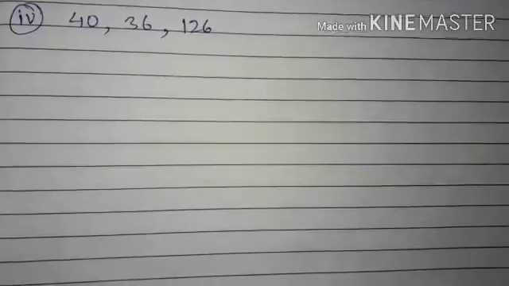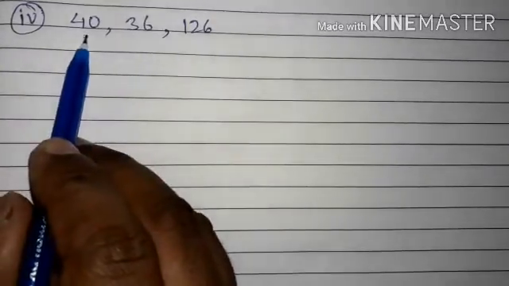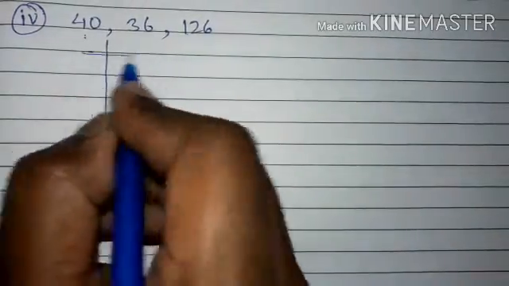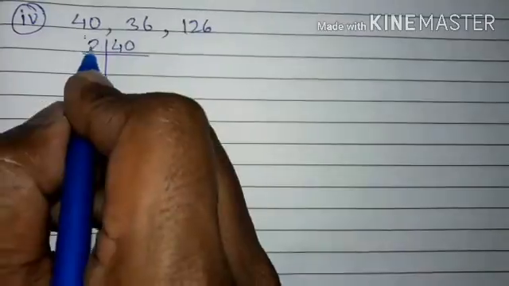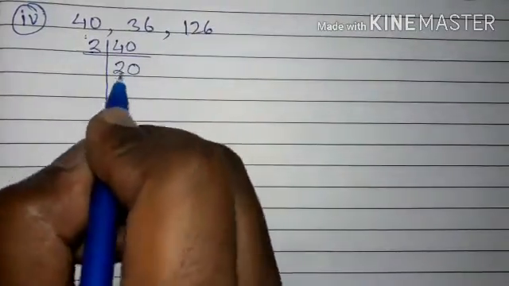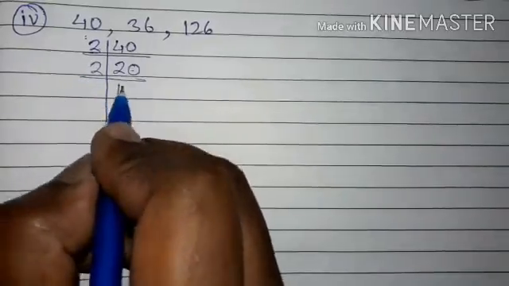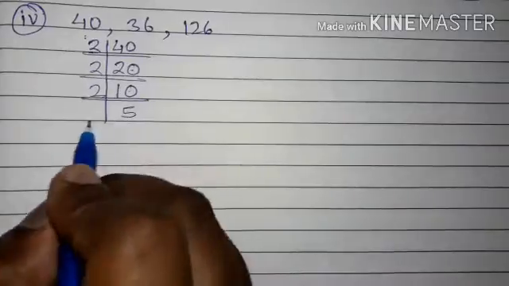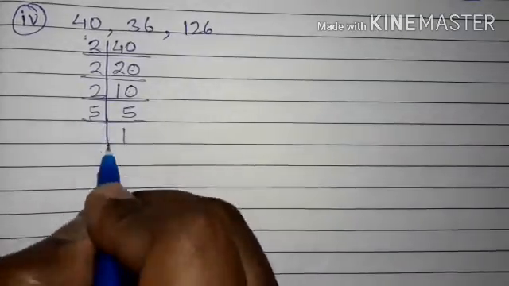Question number 4. Here the numbers given are 40, 36 and 126. So first we have to find the factors of 40. 40 will divide by 2. 2 2s are 4, 2 0s are 0. Then 20 will divide by 2. 2 1s are 2, 2 0s are 0. Then 10 will divide by 2, 5 times. Then 5 will divide by 5, 1 time.